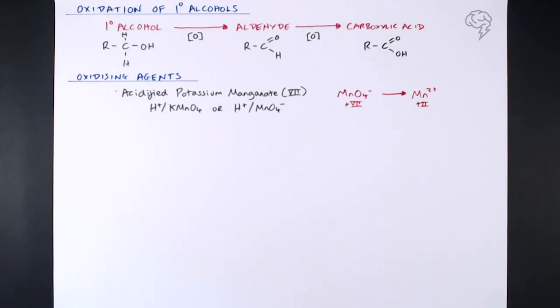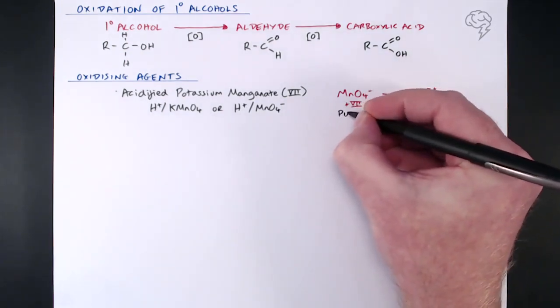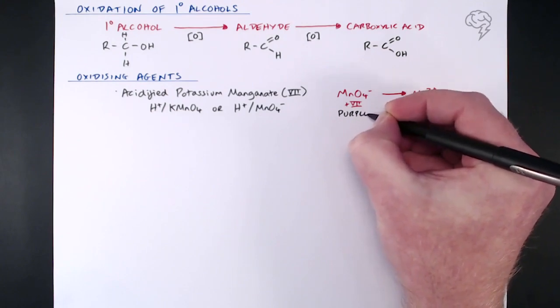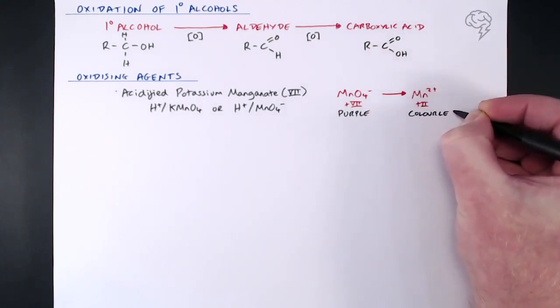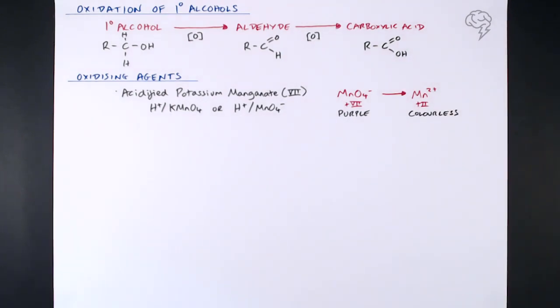And that brings with it a really useful color change. Our potassium manganate(VII), our MnO4-, is actually purple in color, quite a deep purple. And when that gets reduced, it turns colorless. Mn2+ is colorless. So whilst you're using this and you heat it with your primary alcohol, the alcohol will get oxidized and it will turn from purple to colorless as the manganate is reduced. Okay, so it's the change in oxidation state of the manganese that causes the color change during this reaction.